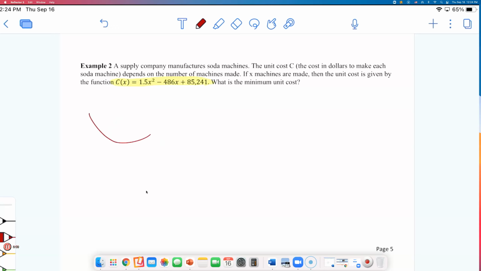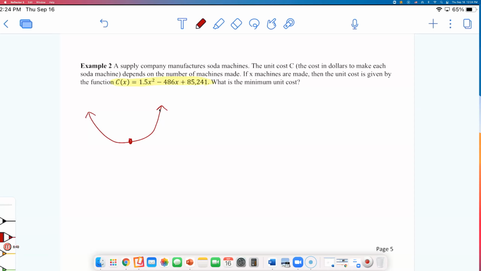Whoopsie, sorry, it should look like that. I know this is a function that's opening upward because the leading coefficient is positive 1.5, so this graph will open upward, right? So what's happening is the more soda machines you make, the unit cost goes down, but after a certain point, I guess it's going to go back up. So what should they do? If the cost is going up, maybe they should stop making it.